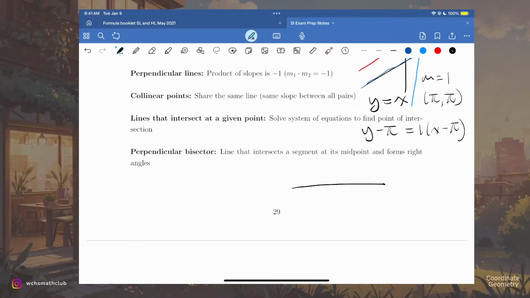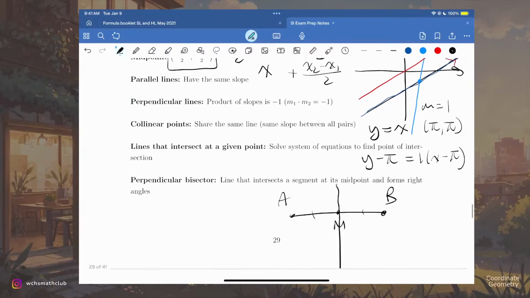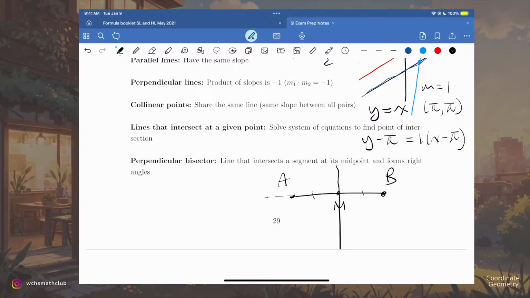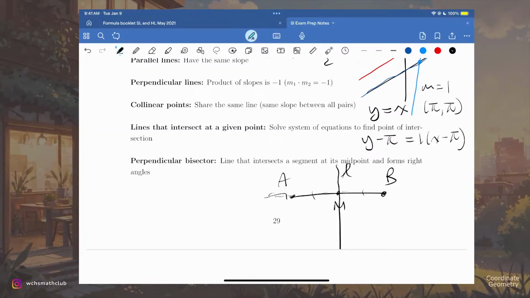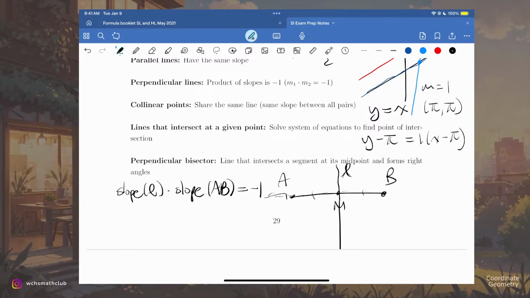Anyways, a perpendicular bisector looks like this. You have A, you have B, you have the midpoint, which I'm going to denote M, and a line here that goes through them. So from what we have learned before, we'll call this segment AB, and this line we can call L, right? We know that the slope of L times the slope of AB equals -1 because they're perpendicular, right?